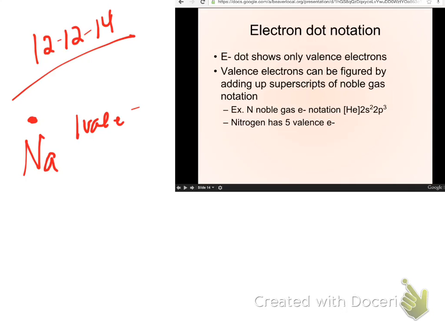Now, I want to talk about a couple ideas, like how we customarily represent something and reality. So this represents sodium with 1 valence electron. Now, if we were able to look at sodium atoms in some sort of high-powered device, would they say Na? No. This is a representation of reality. It is not reality itself. I'm going to continue to say this. So what we've done here is we've represented sodium with 1 valence electron.